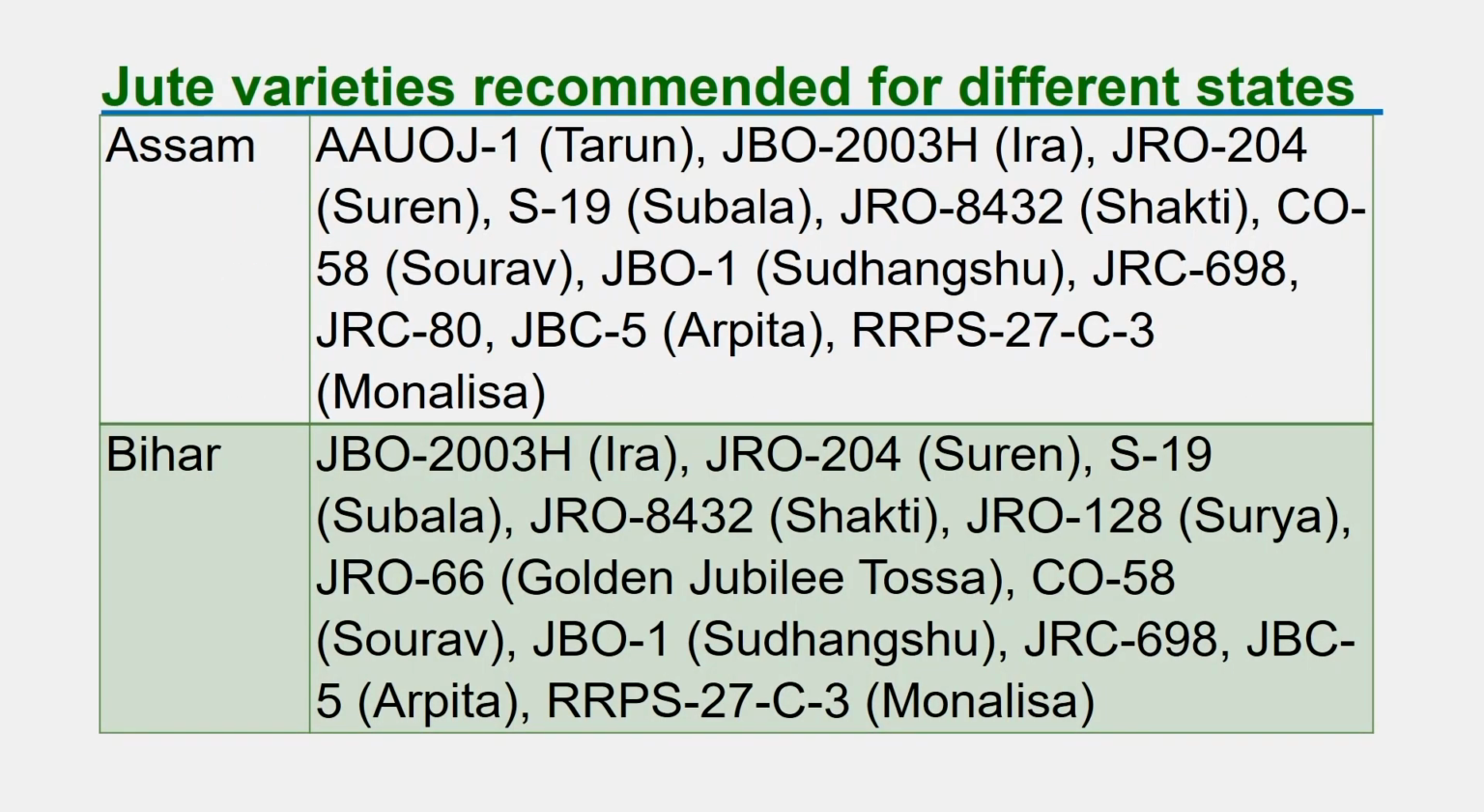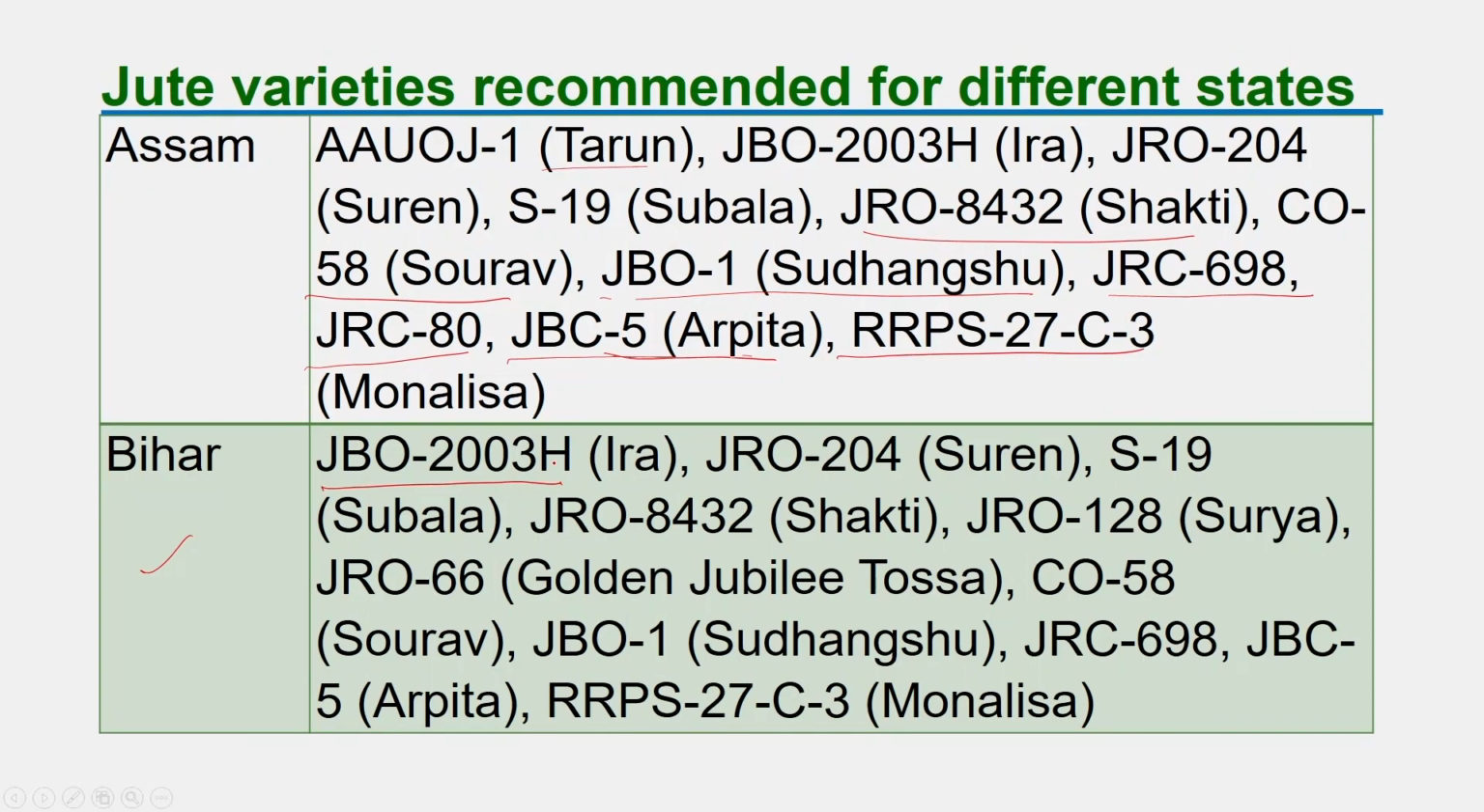So state-wise recommended jute varieties are given here. For example, for Assam, AAUOJ1 which is Tarun, JBO 2003H Ira, JRO 204 Suren, S19 Subala, JRO 8432 also known as Shakti, and then CO 58 Saurabh, JBO 1 Sudhanshu, JRC 698, JRC 80, JBC 5 which is known as Arpita, RRPS 27C3 Mona Lisa. For Bihar, the recommended varieties of jute are JBO 2003H.